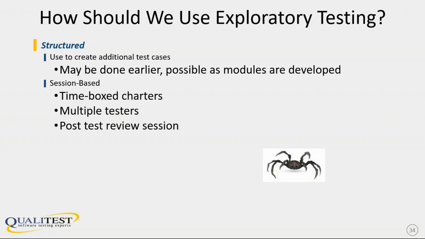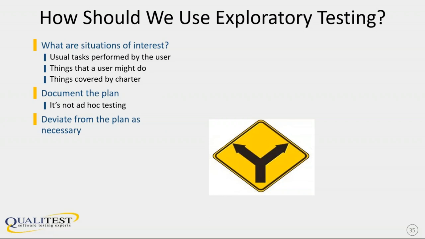Usually we'll take a look at the tasks that are performed by the user, things they might do. Those are the things you would probably want to cover in your charter. You definitely want to document it. It's not really going to be ad hoc testing, but deviate from the plan whenever you need to. That's what intuition is about. You would use intuition to say, well, this is a different path that we do need to go down.